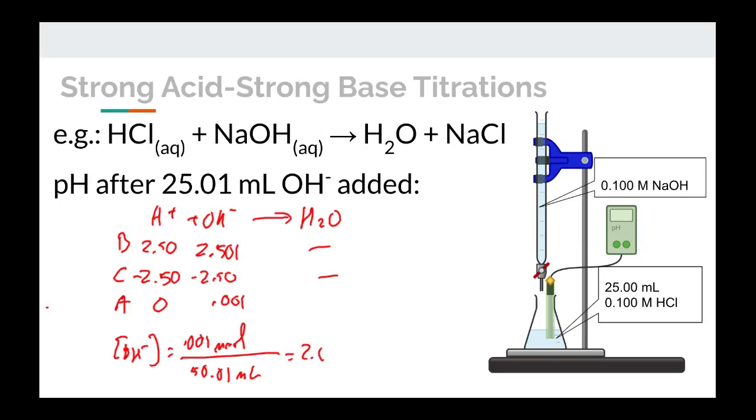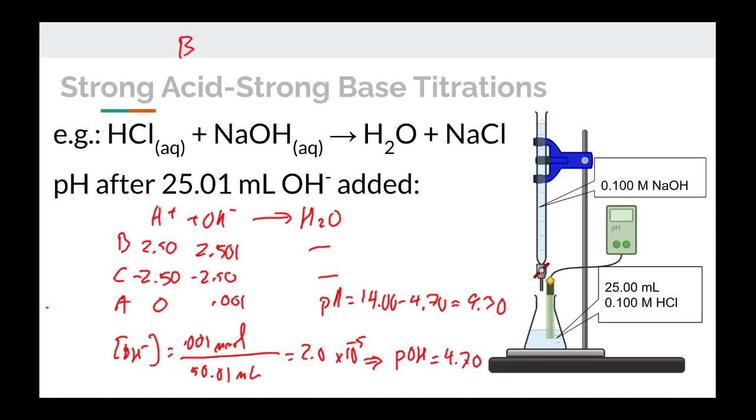And this is 2 times 10 to the negative 5. That's the concentration of OH minus. If we take the negative base 10 logarithm of that, we get the pOH, which is 4.70. And so pH is 14 minus 4.70, which is 9.30.